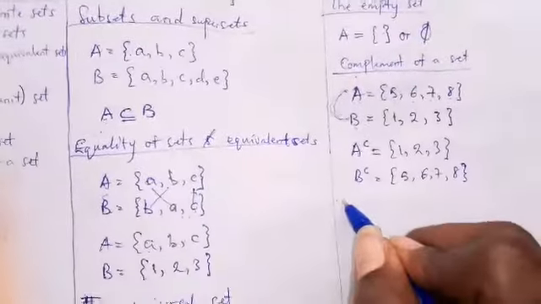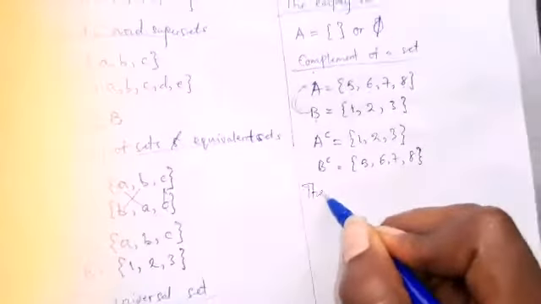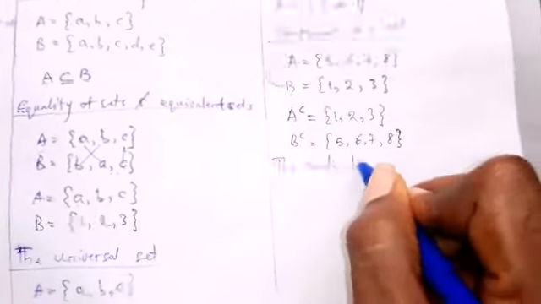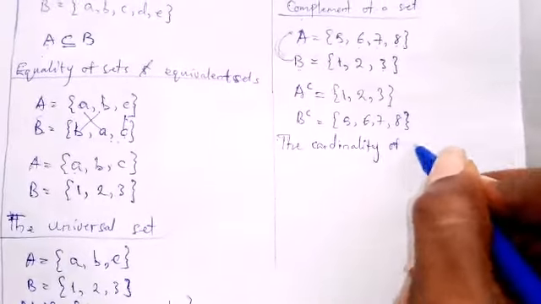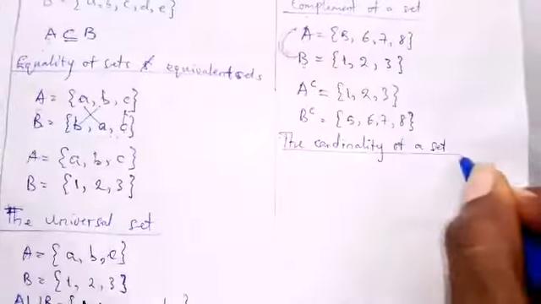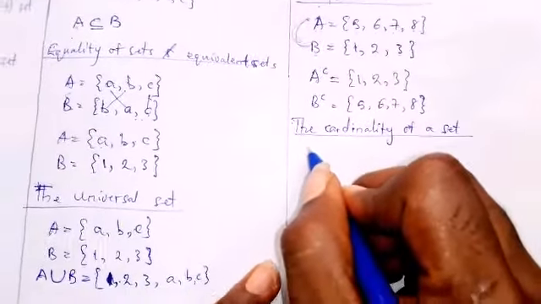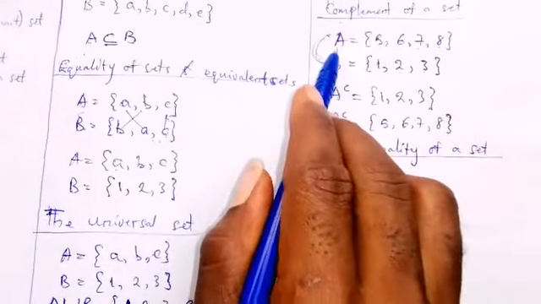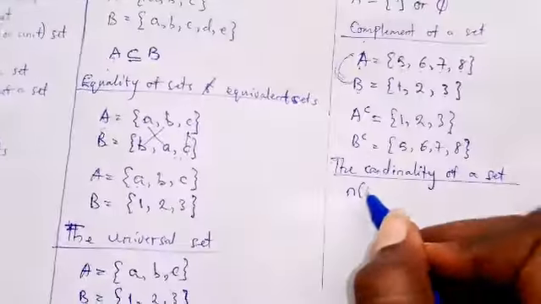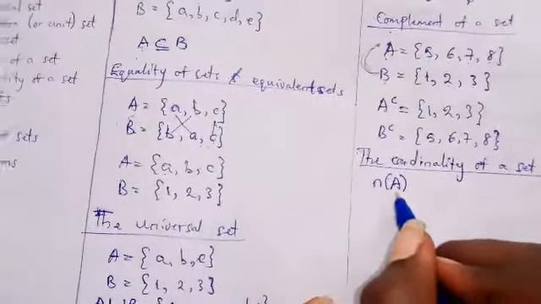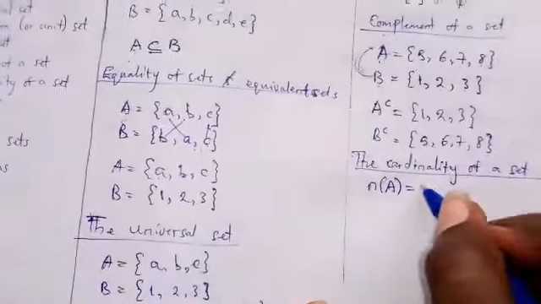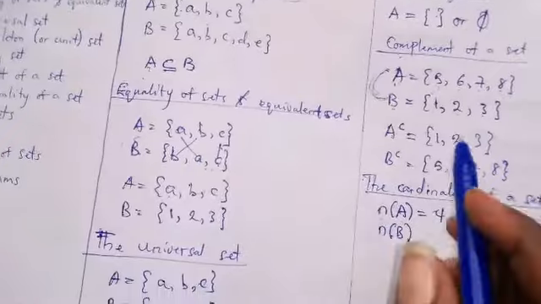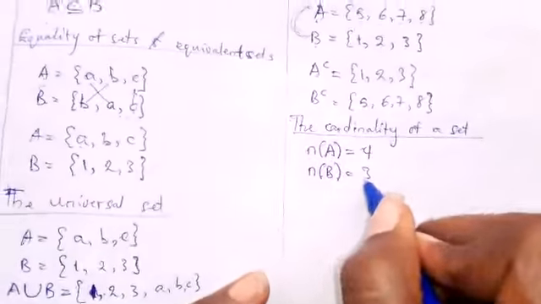Now another one is the cardinality of a set. In the cardinality of a set, we are looking at the number of elements in a set. Now if we take this example here, the number of elements, that's the cardinality of A, is what? The cardinality of A is 4. Then the cardinality of B, here we have it to be 3.